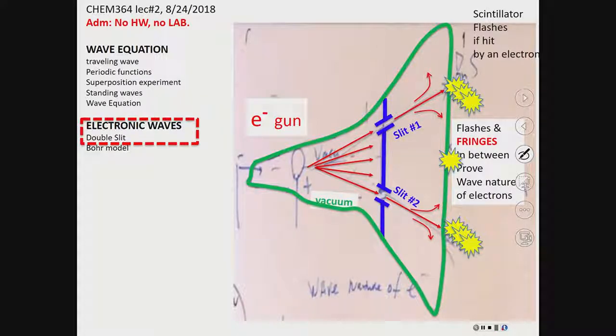So there are other experiments that prove the wave nature of the electron. I just like this one this year. But we need a wave equation for electrons. And the whole course is about building, solving, and finding applications for the wave equation for electrons.